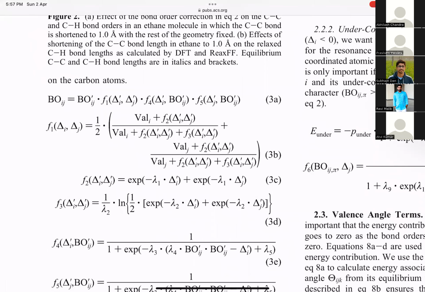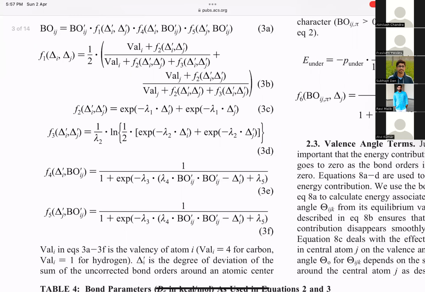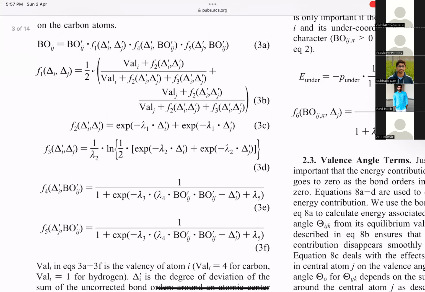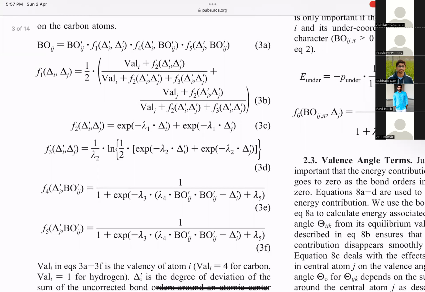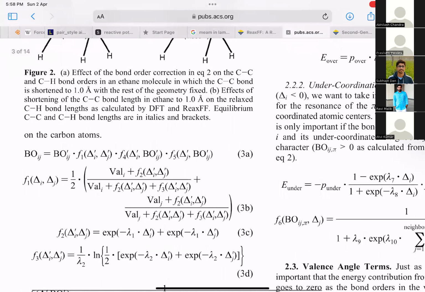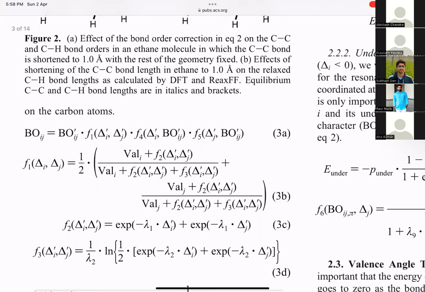Then I have to explain this over coordination term. This gamma term comes from here. If you can see here the valence I plus F2, the 3D equation. You can see this is also a parameter, like some variable, I guess. No, not the parameter, but some variable. This valence I plus F2, delta I prime, then delta J prime. So you have BOIJ, the 3A equation that I'm looking at. In this 3A equation, you have another BO prime.